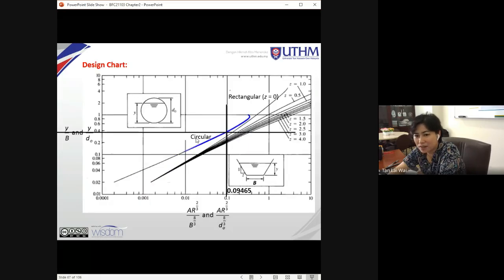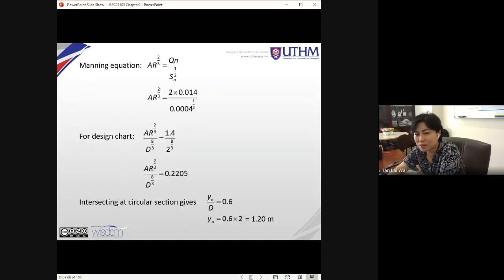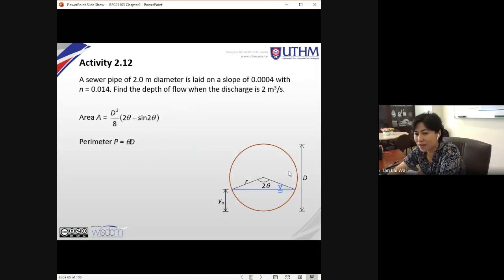Y. Where's the answer? It's not here, is it? I think I didn't provide the answer, but you could try it out. If you want to do try and error, you can try it out. I'll provide you the solution if you want to try this out. This is not difficult at all to get your theta.